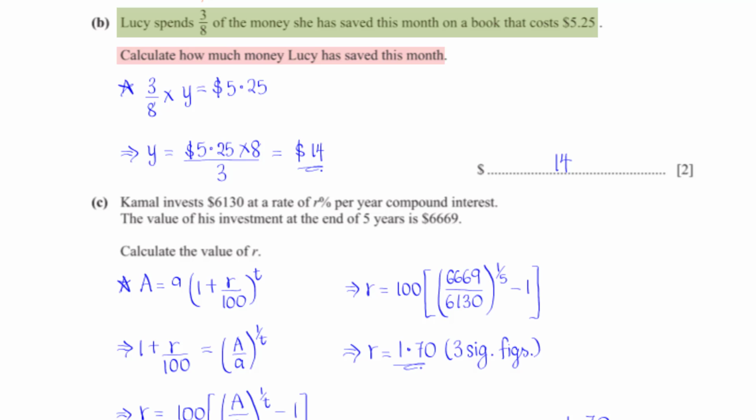Lucy spends 3/8 of the money she has saved this month on a book that costs $5.25. Calculate how much money Lucy has saved this month. And so if we represent the amount of money Lucy has saved this month as Y, we have 3/8 times Y equals $5.25. And when we make Y the subject, we have $5.25 times 8 divided by 3. When we type this into the calculator, we find out that Lucy saved $14 this month.